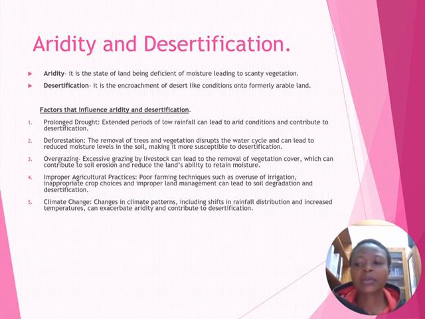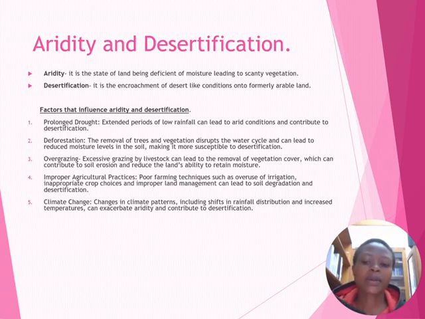We can also say it's a process by which fertile land gradually becomes desert due to various factors like prolonged aridity, unsustainable land management practices, deforestation, and climate change. We look at factors that influence aridity and desertification.